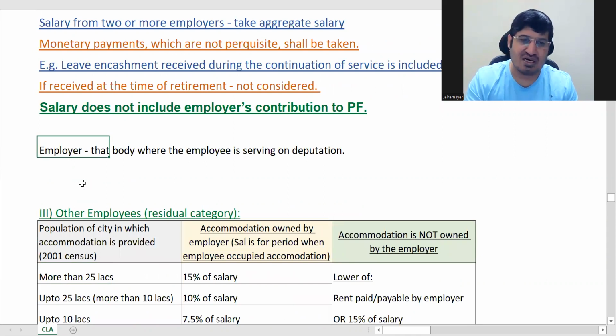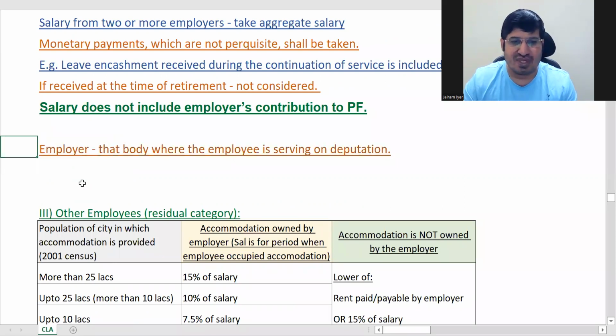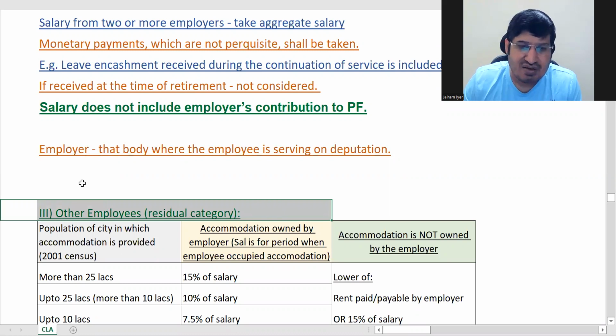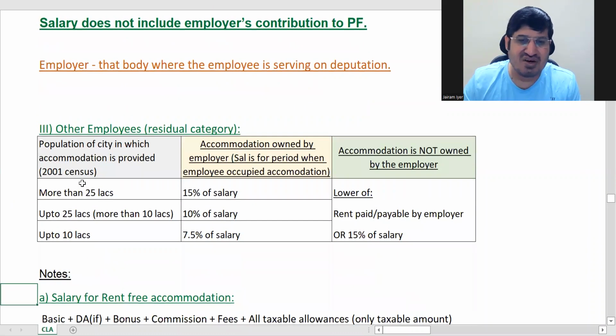So this is employer, where the employee is serving on deputation, for the deputation point. Okay. Now we are coming to the last point, which is the last residual category. I said more than 98% employees will fall in this. So now this table, you need not do anything about it. It is exactly the same. Just one small change.